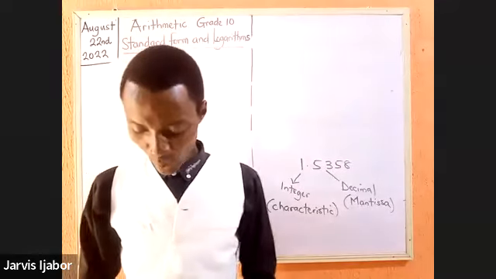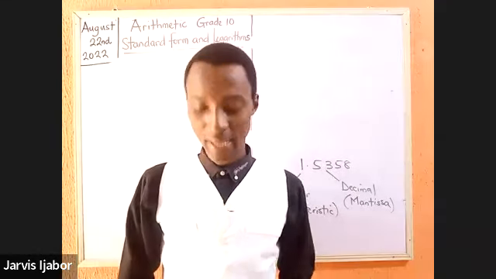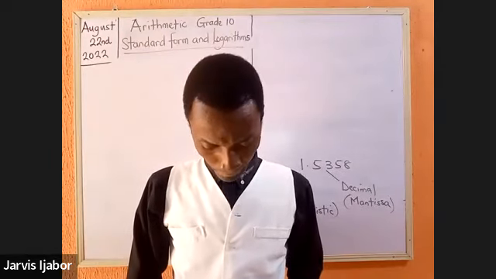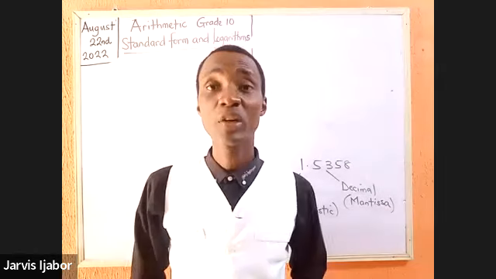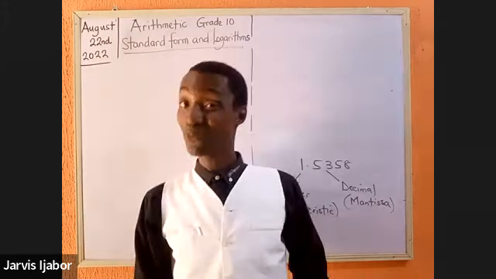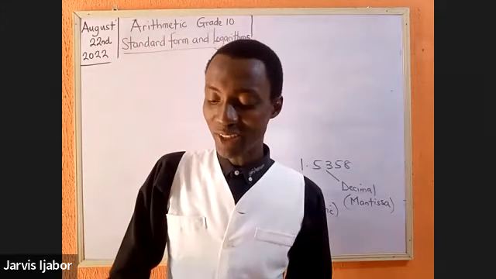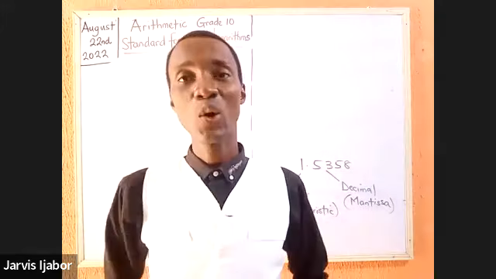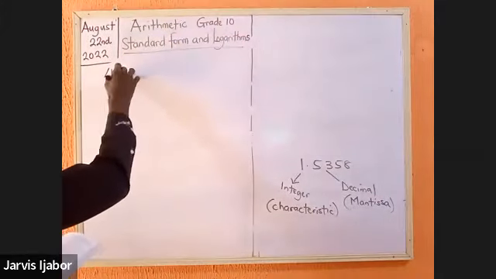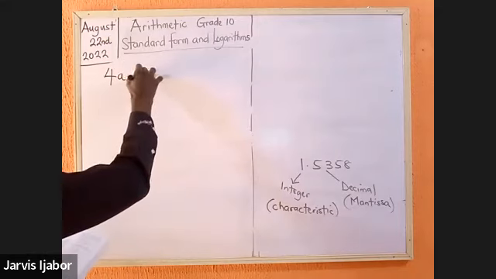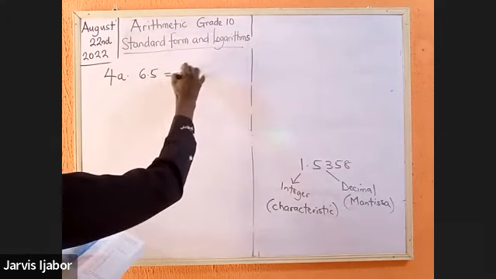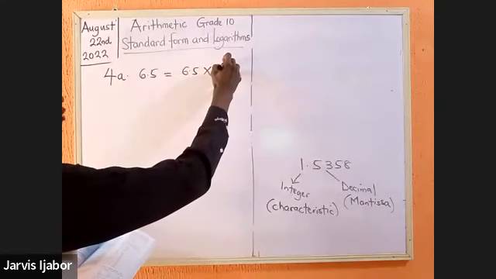Okay, we're going to take a question from page 21, exercise 1H, question 4. It says, express the following numbers in standard form and then write down the integer part of their logarithm. This one is a very straightforward exercise. Now let's say I'm doing 4A. It says 6.5. This is already a unit decimal, so this will be 6.5 times 10 to the power of 0.